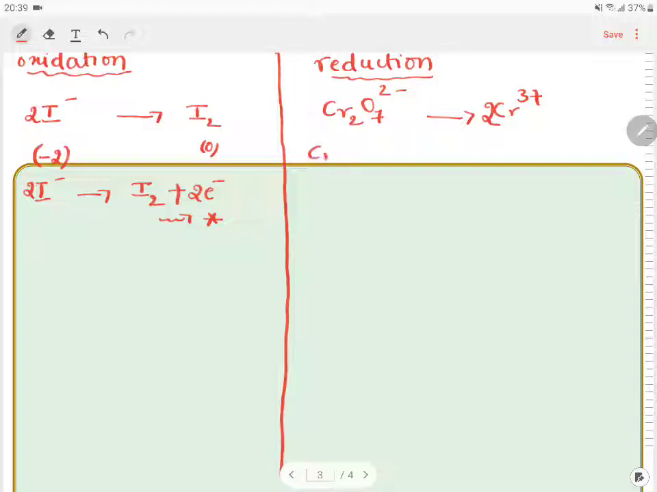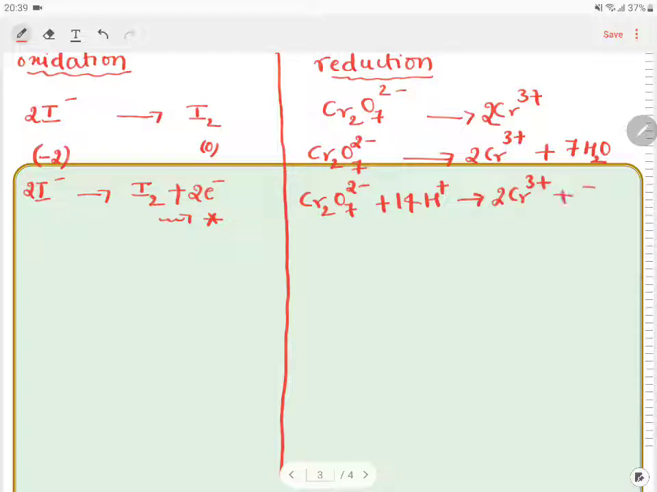Therefore, Cr2O7 2 minus giving rise to 2Cr3+ plus 7H2O. As and when I add H2O, there are 14 hydrogen atoms coming up. Since it is acidic medium, the same number of H+ ions I am going to add on the left hand side. So we get Cr2O7 2 minus plus 14H+ giving rise to 2Cr3+ plus 7H2O.